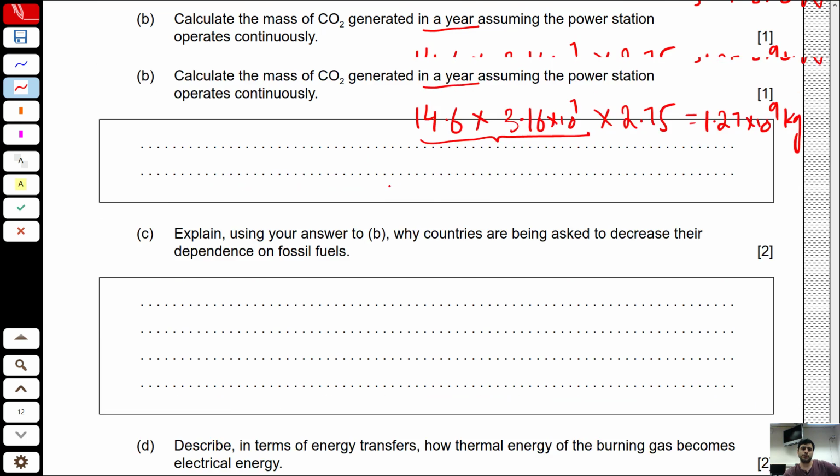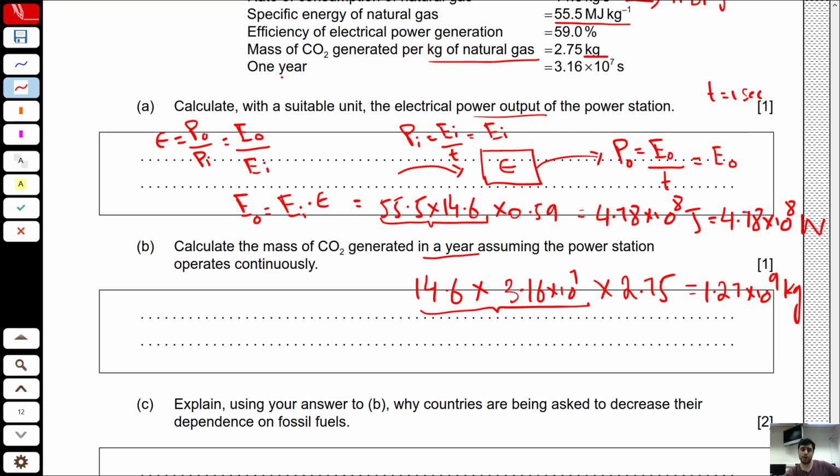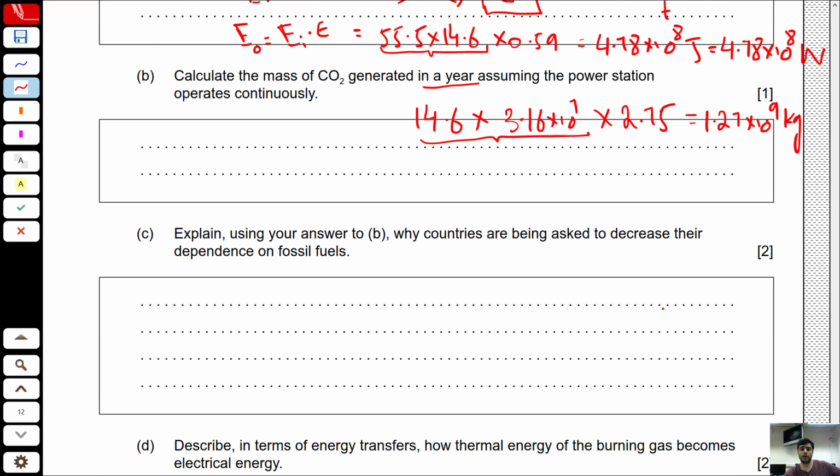Explain using your answer to B why countries are being asked to decrease their dependence on fossil fuel. Because it's very clear from B that in a 1 year period of time, the power station produces a lot of carbon dioxide. It's around 1 million tons of carbon dioxide, because it's 10 to the power of 9 kg. And carbon dioxide is not good for the climate because it leads to global warming through the greenhouse gas effect. Carbon dioxide is a gas that enhances global warming by producing the greenhouse effect.